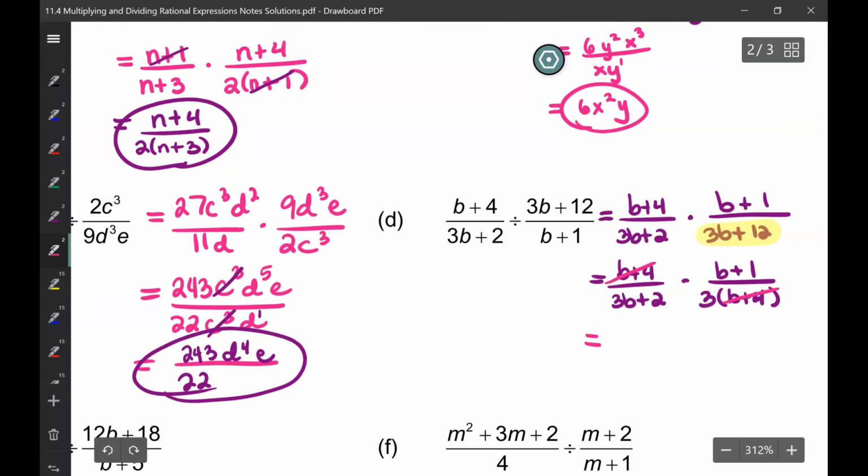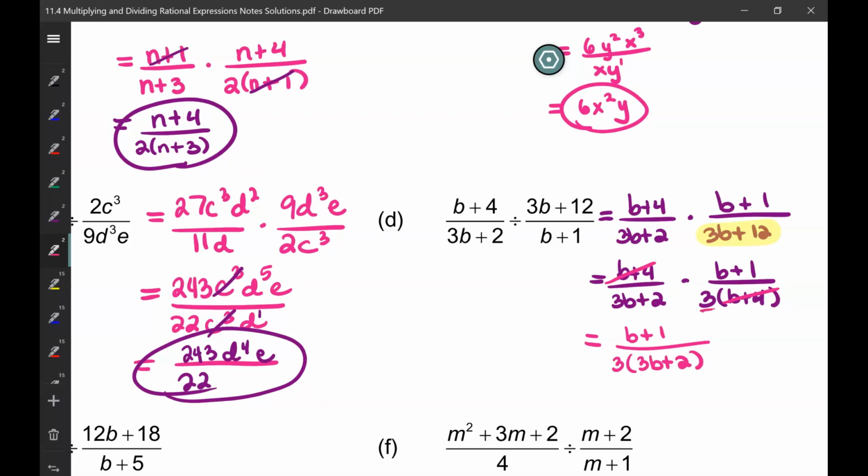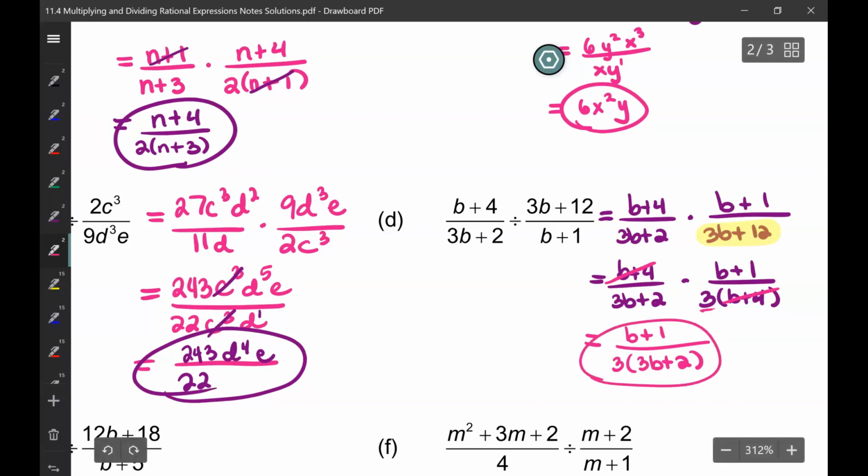And what do we have left? Well, in the numerator we have b plus 1. In the denominator we have 3 times 3b plus 2. Again, I like to just put the number, the coefficient, out in front. Again, do not multiply, leave it in parentheses.